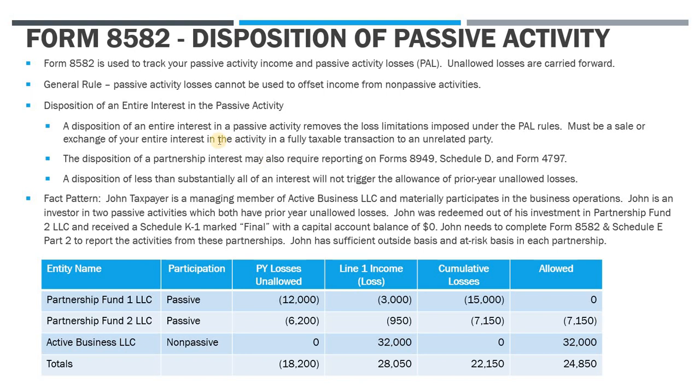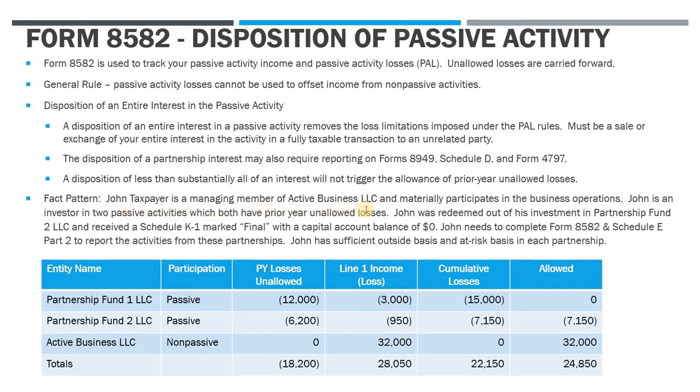Now, also important to remember that when disposing of that partnership interest, whether it's a sale, exchange, or a redemption, you also likely have some reporting on other forms as well. So 8949, the 4797. In this video, we're just going to look at the 8582 and then how Schedule E Part 2 is impacted. So if we look at our fact pattern here, we have John.